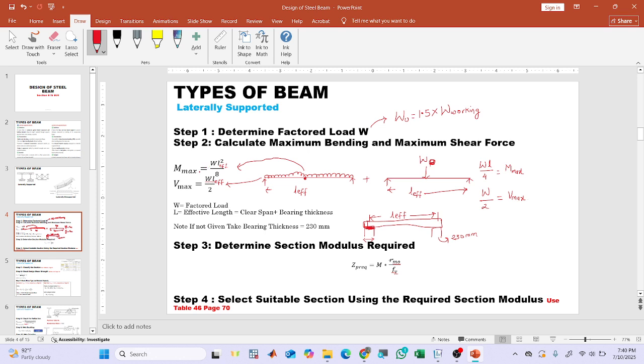After finding the maximum moment and maximum shear force, we will determine the required plastic section modulus, that is Zp required. This Zp required is basically the maximum moment times gamma m0 divided by Fy. The maximum moment we already calculated in step 2. Gamma m0 is the partial factor of safety, that is 1.1, and Fy is 250 MPa.